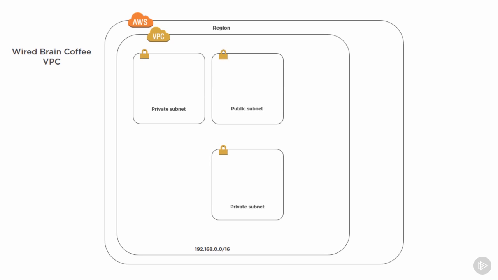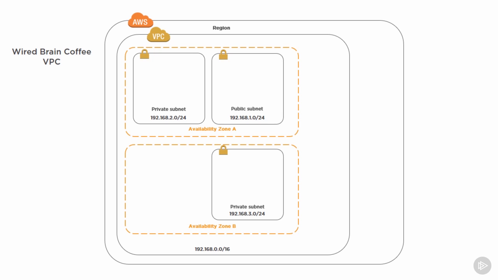We're going to create 2 private subnets, and we're going to create 1 public subnet or a DMZ. Now, for the public subnet or the DMZ, we're going to use the CIDR block 192.168.1.0 with a /24. And we're going to do .2.0 for one of the private subnets and 3.0 for the other private subnet. Now, what we're also going to do is put 2 of the subnets in availability zone A and 1 of the subnets in availability zone B.